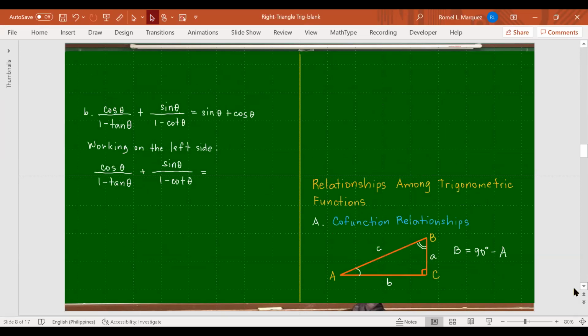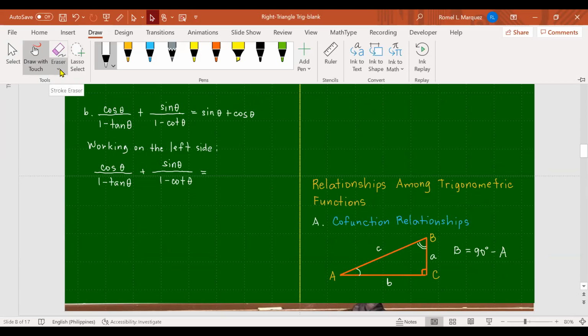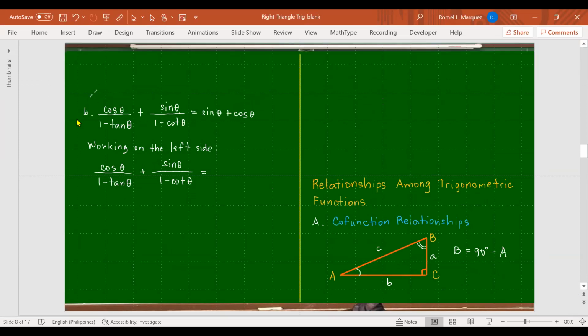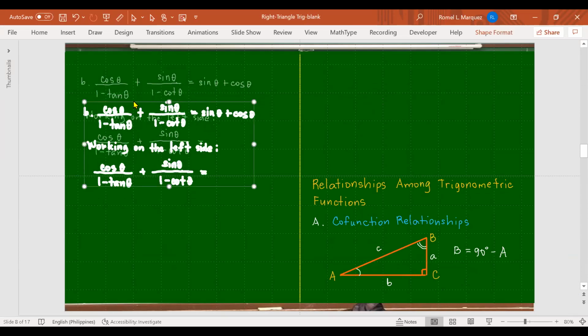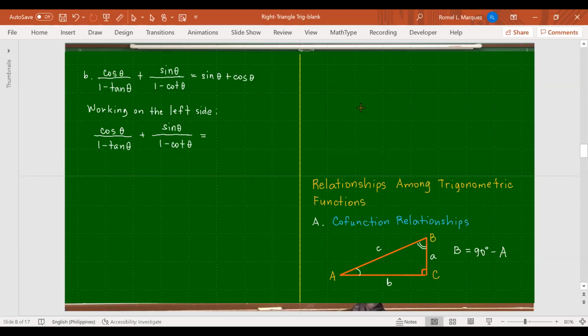Let's work on the second one. So let me put this on top. Copy. So I have an excess saving space. What about this? Prove that the left is equal to the right, meaning prove that cosine theta all over 1 minus tangent theta plus sine over 1 minus cotangent theta equals sine theta plus cosine theta.